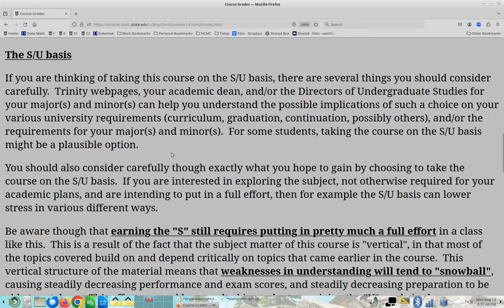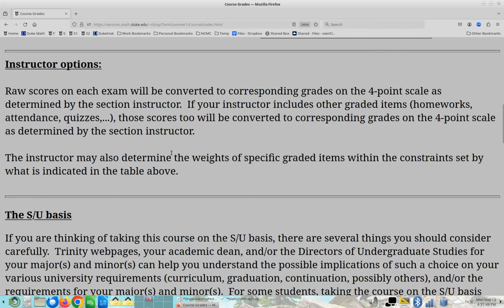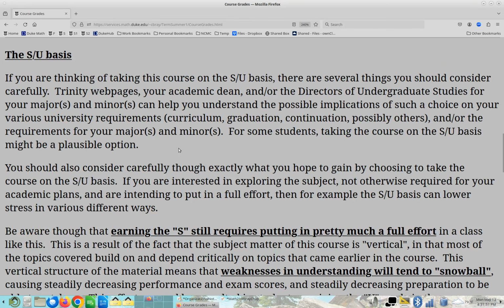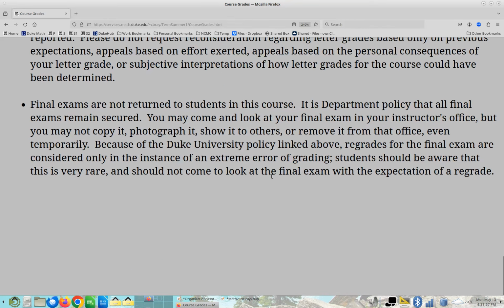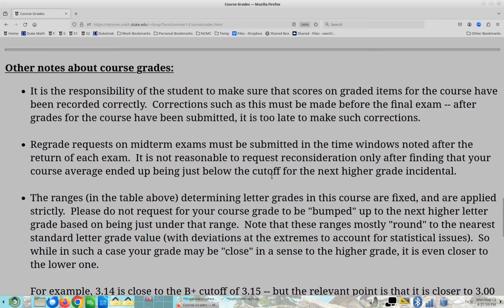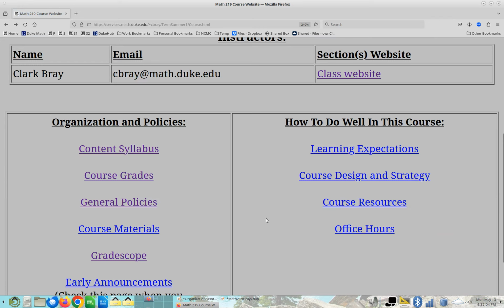So more stuff down here, and this is just stuff that you need to read. So make sure to read all this stuff. If you're thinking about taking this course on an SU basis, you definitely want to read that section. A few other notices about course grades, things to keep in mind. Okay. So that important topic done.